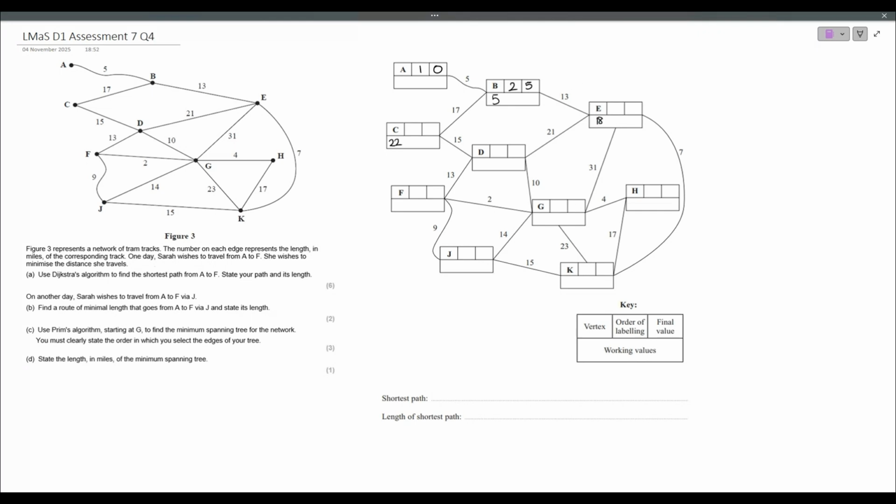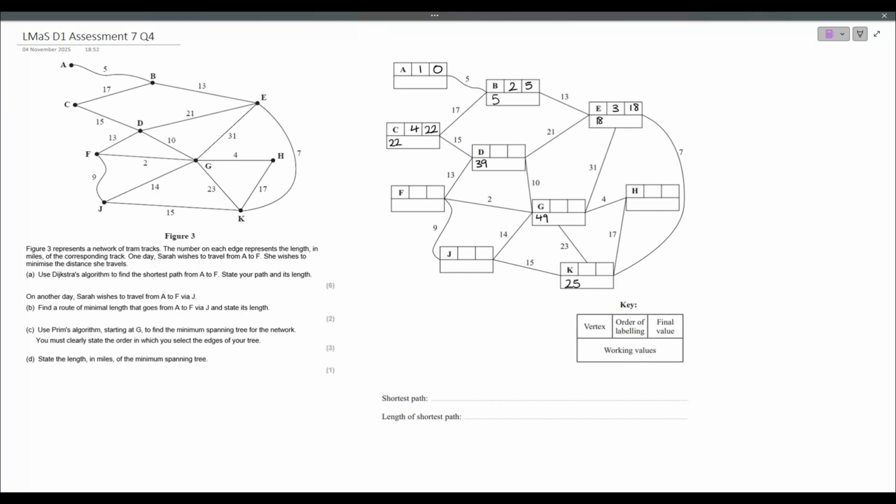I'm going to visit the vertex with the next smallest working value. That's E, so I'm labelling E third with final value 18. I'm going to update the working values of the vertices connected to E. 18 plus 21 is 39. 18 plus 31 is 49. And 18 plus 7 is 25. I'm going to visit the vertex with the next smallest working value. That's C, 22. So I'm visiting C fourth with final value 22.